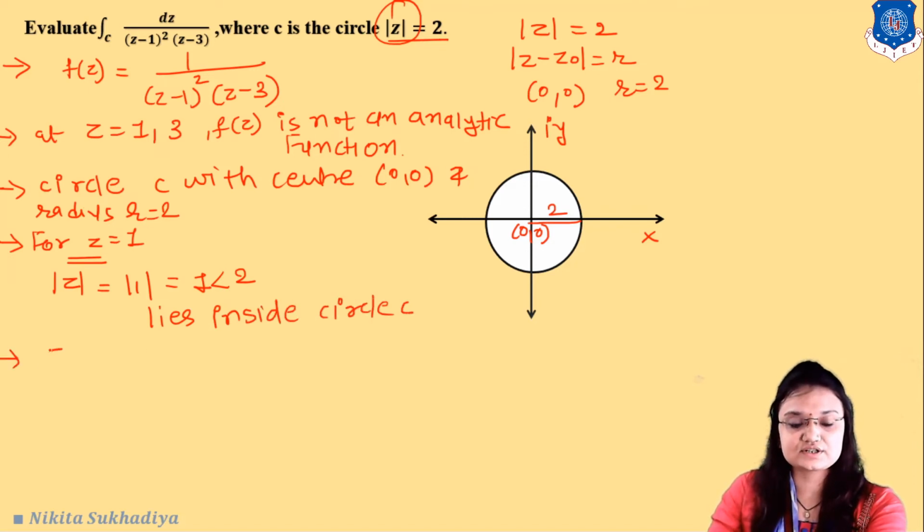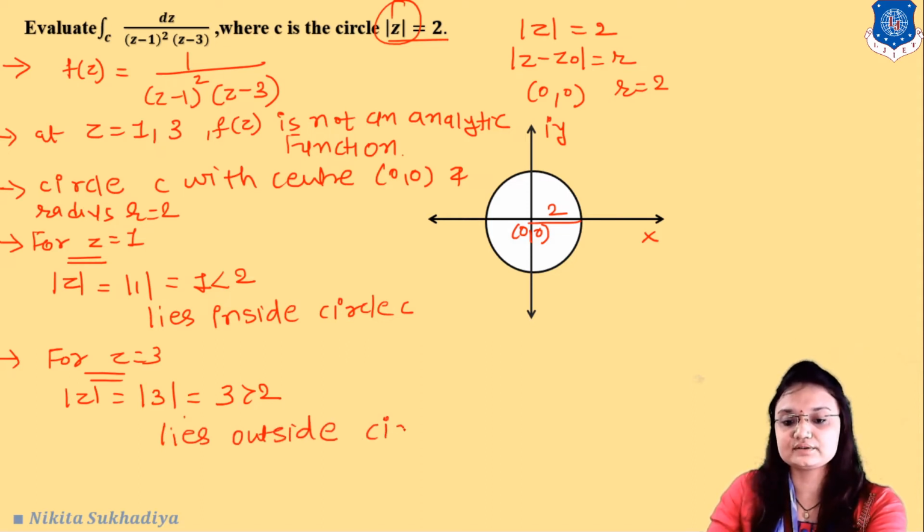Now next one is z = 3. Put z = 3 again in modulus of z. So this is modulus of 3, which is greater than 2. We can say that this lies outside circle C.